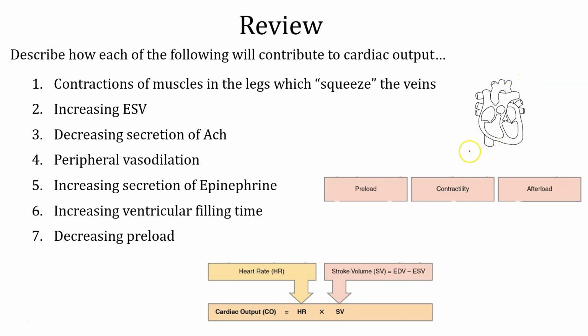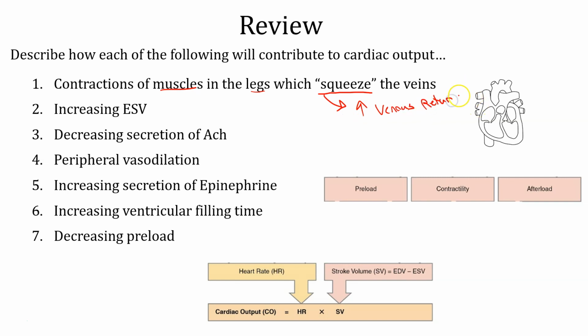I'll do the first 2 or 3 of these, and then I'll see if you can do the remainder of them. All right. So, number 1, contraction of the muscles in the legs squeeze the veins. Would that affect heart rate? No. Would it affect afterload pressure? No, afterload has to do with usually the arteries. Would it affect the contractility? No. But it would affect the preload, because squeezing of the veins increases venous return to the heart.